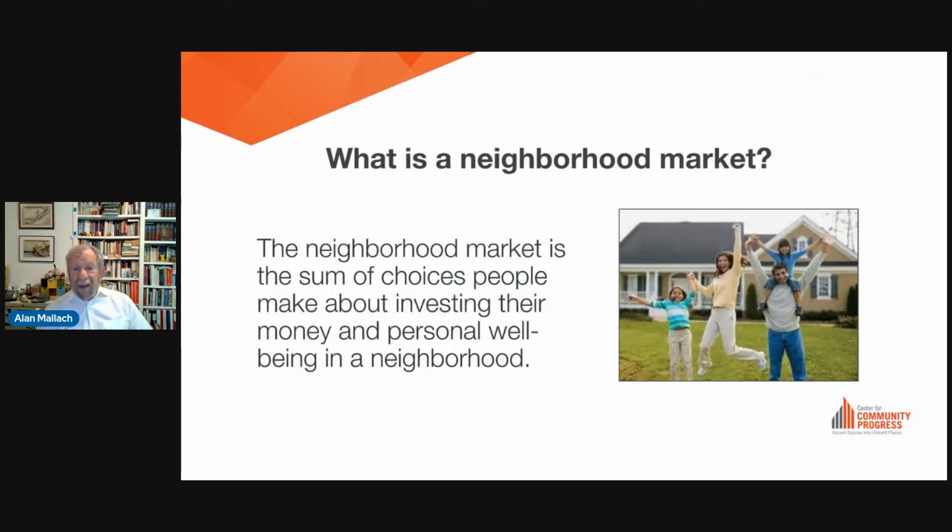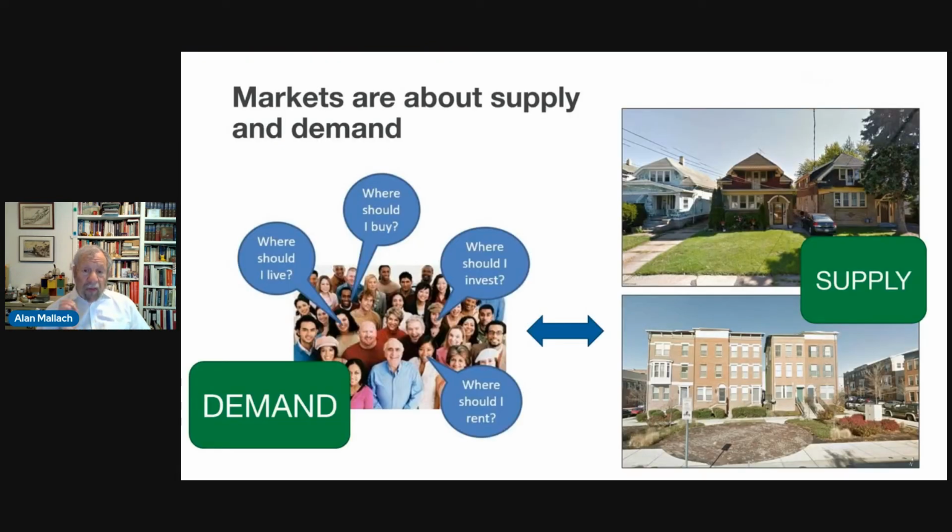So what is a neighborhood market? This is one way. It is the sum of choices people make about investing their money and personal well-being in a neighborhood. It's simple. Maybe not quite so simple, but it's basically about people making choices. Now, there are lots of constraints and lots of biases built into people's choices, but it's still about people making choices. Next slide. So it's really about supply and demand.